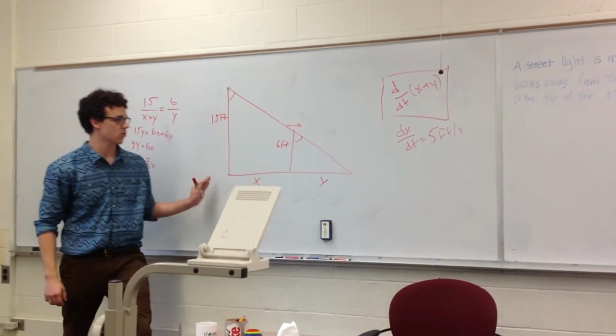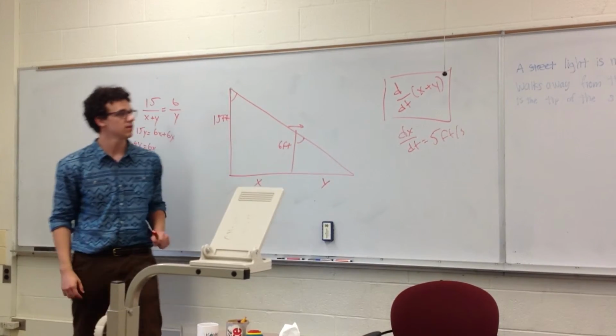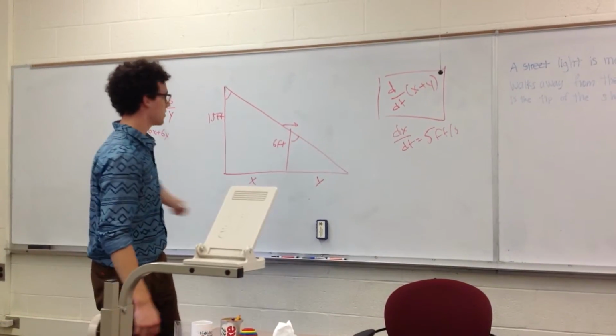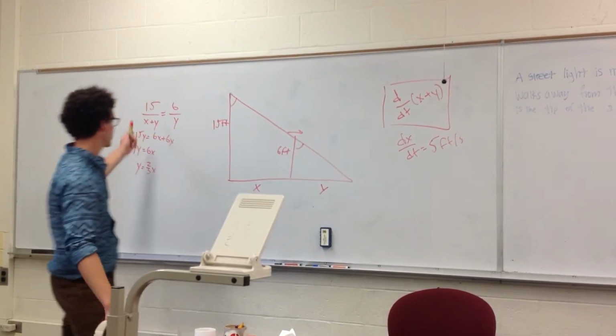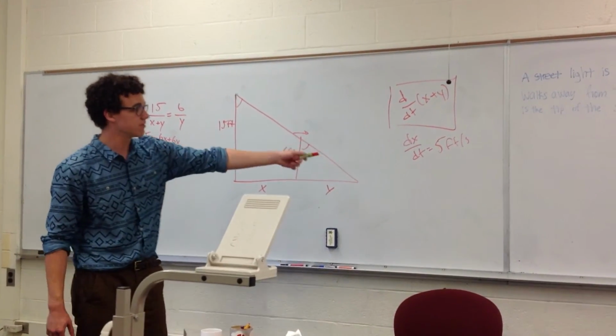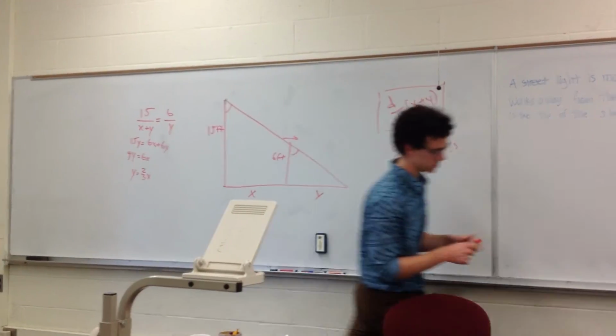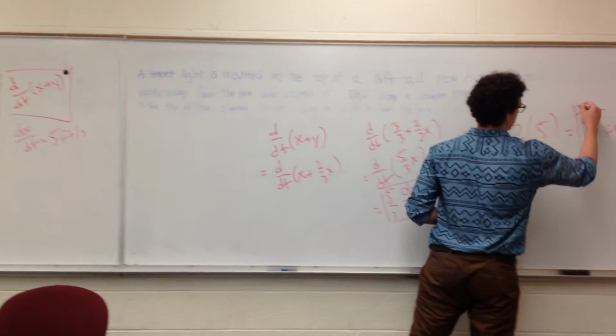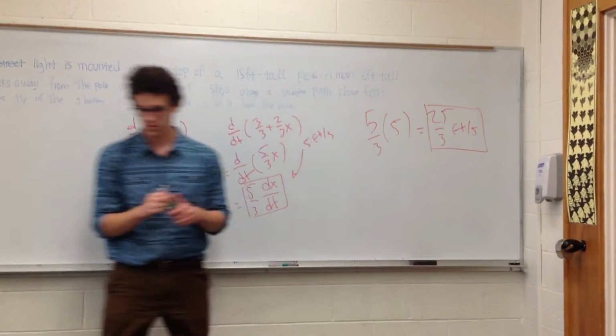And so what we just found is d over dt of x plus y, which is the rate of change of the whole shadow from the light pole, by doing the derivative and then plugging in x with y with a relationship, and then plugging in the given to find this number right here, which is our solution. And that is related rates.